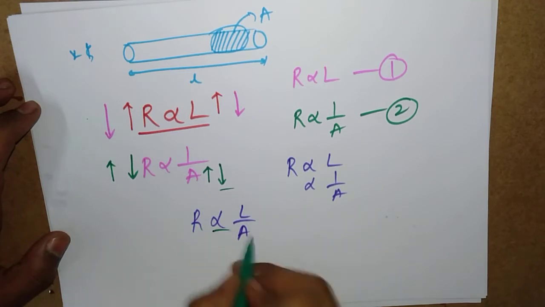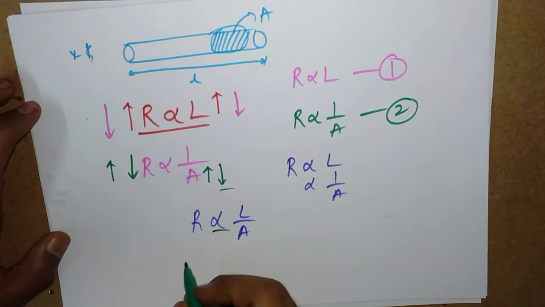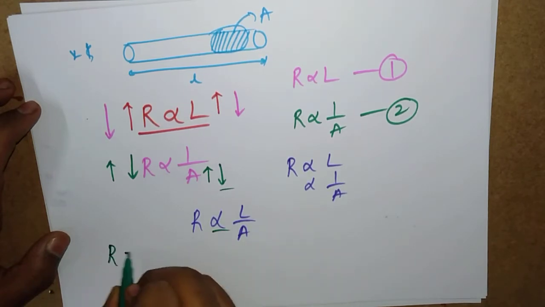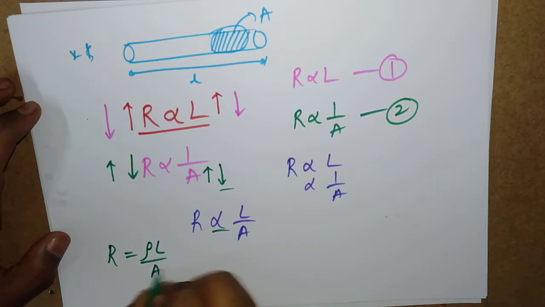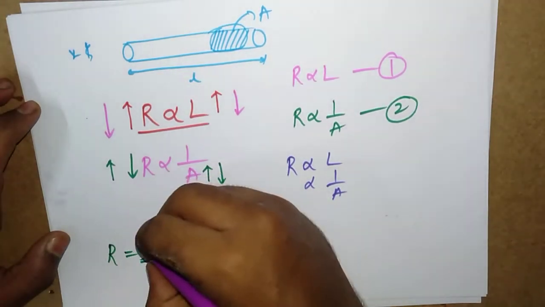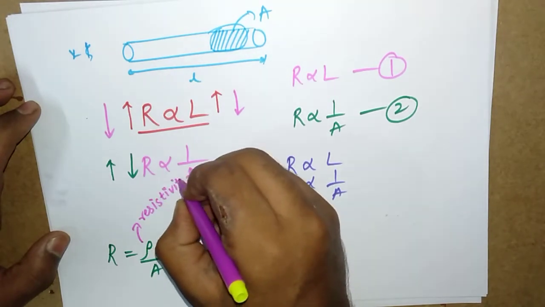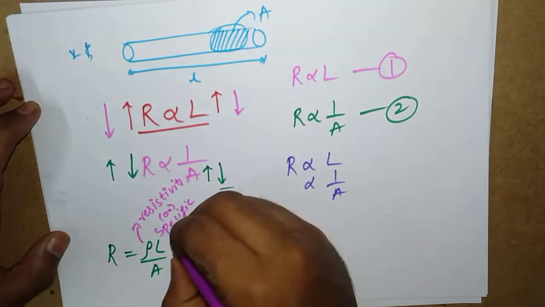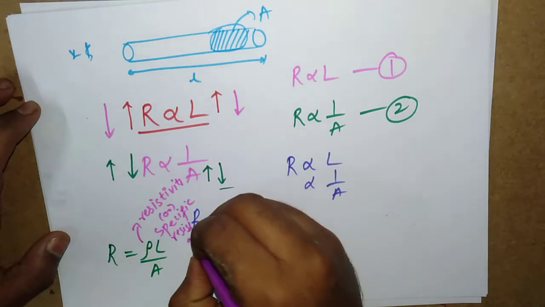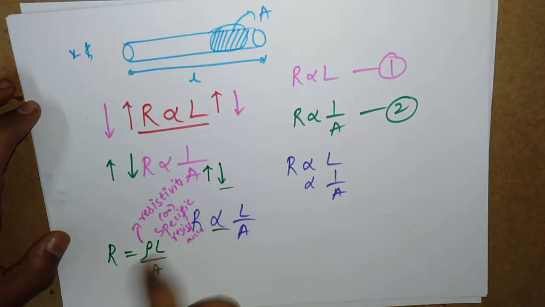As I say, we have to always remove the proportionality sign. So here R is equals to, if I remove this proportionality sign, I will get a constant as rho L by A. And this rho is called resistivity or specific resistance. Getting my point? This rho is called resistivity or specific resistance.